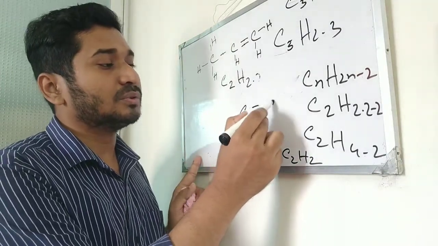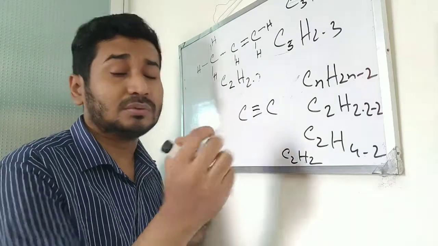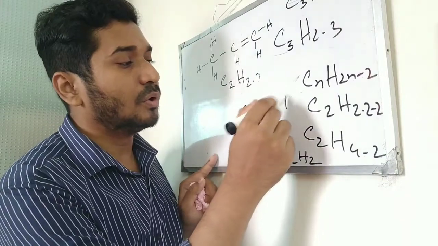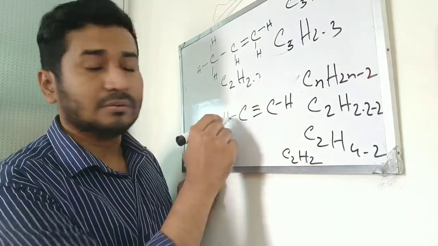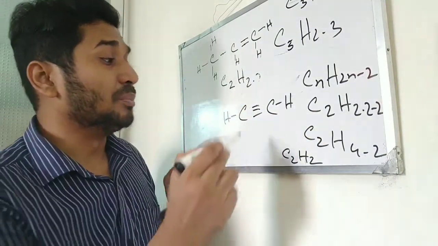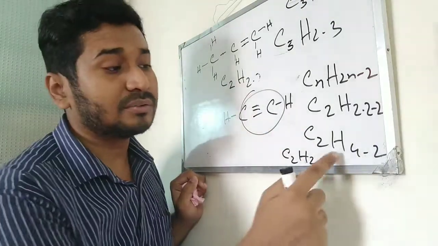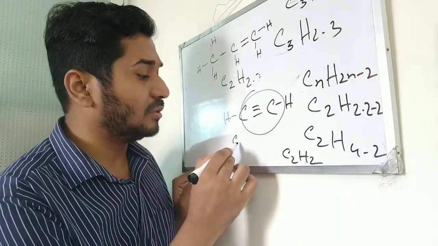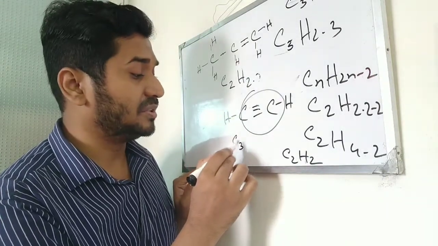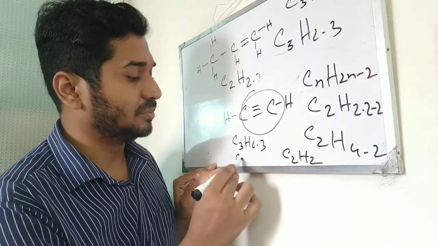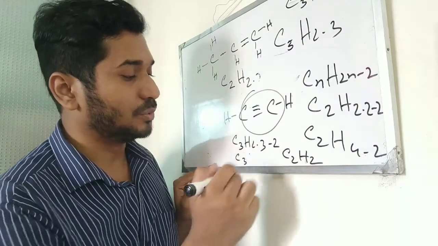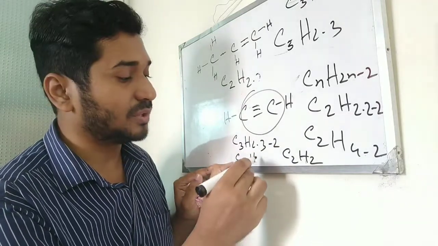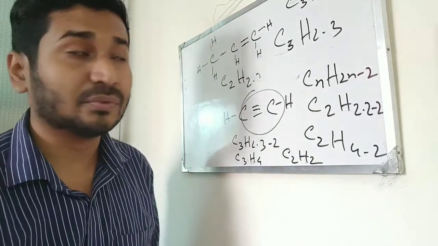So carbon there will be a triple bond, so just one bond is left. That means we can understand that because of the triple bond, hydrogen is decreased. If you take the value of n as 3, that means C3H(2×3−2), H(6−2), that means 4. C3H4 is called propyne.